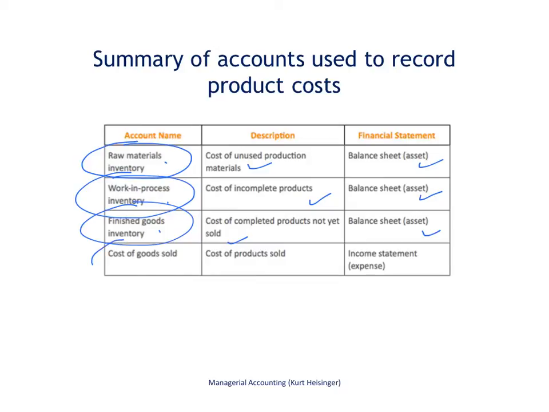Lastly, we have cost of goods sold. This account includes all the costs related to producing our goods: direct materials, direct labor, and manufacturing overhead. This account appears on the income statement. It's an expense account. So in the end, when our products are sold, all of the product costs associated with those products that are sold appear in cost of goods sold on the income statement.